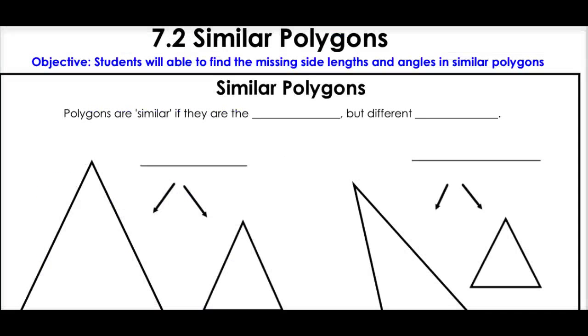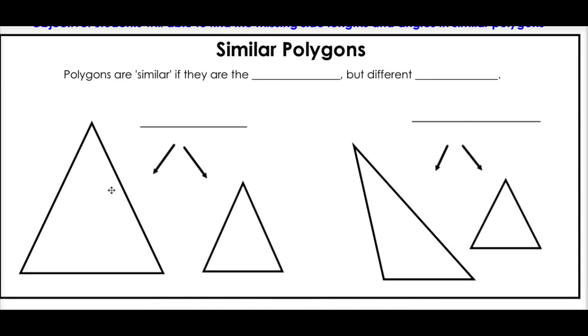Welcome to lesson 7.2, Similar Polygons. Today we're going to be talking about similarity, which is one of those topics in geometry that is so important to understanding geometry. I'm just excited to get into it. So let's just start with what the definition of similarity means. What does it mean when polygons are similar?